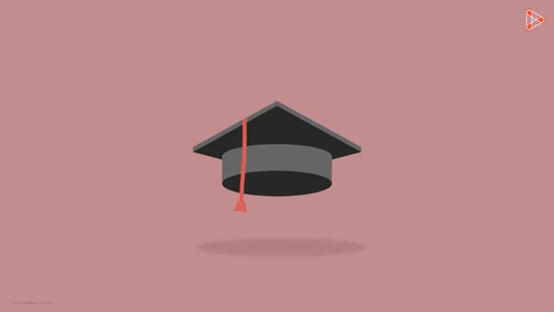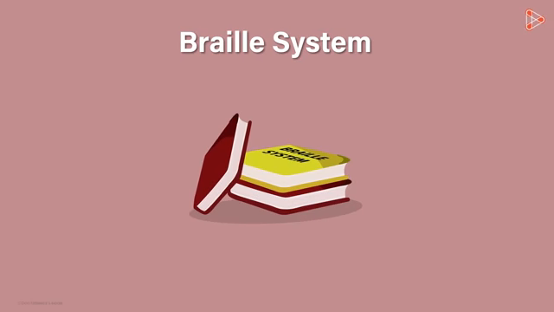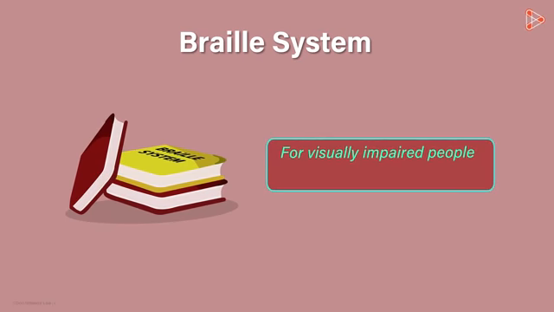Being a bright and inquisitive child, he continued his education and invented an interesting system which is today known as the Braille system. This is the system for visually handicapped people as it helps them to read and write. Let us study more about the system.